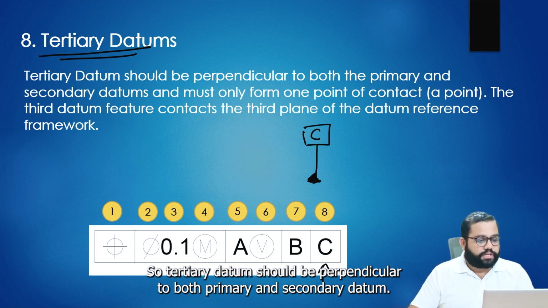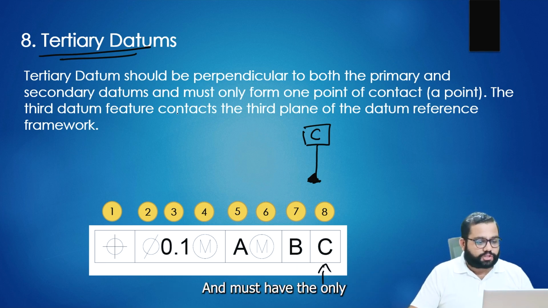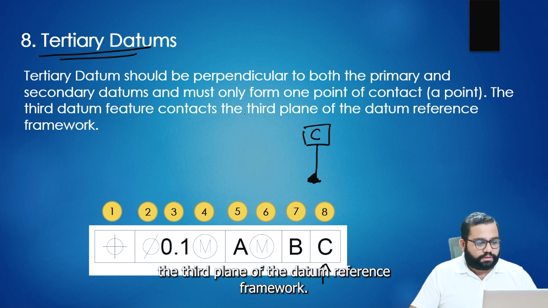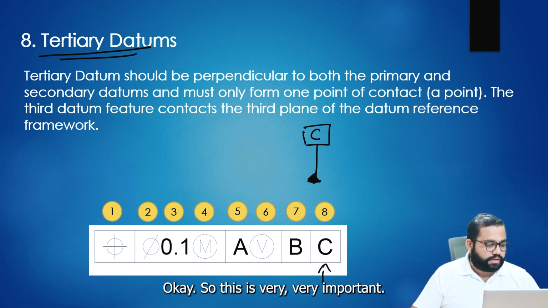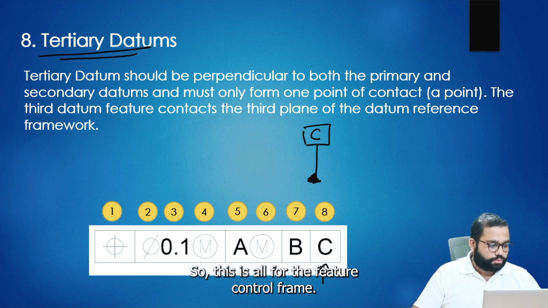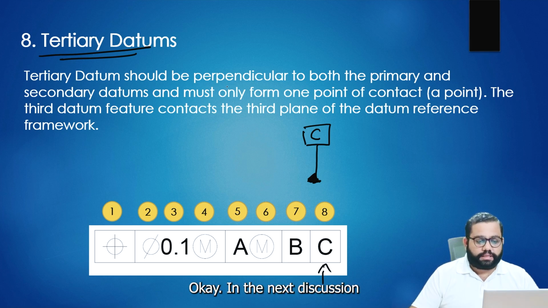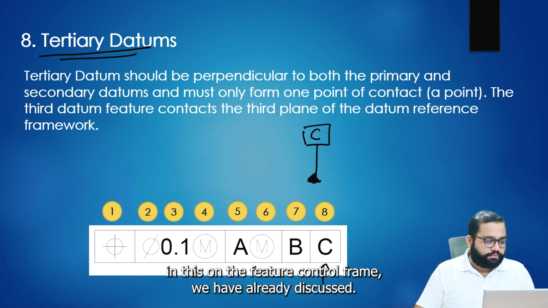So the tertiary datum should be perpendicular to both the primary and secondary datum, and must form only 1 point of contact. A datum feature contacts the third plane of the datum reference framework. This is very important. So this is all for the feature control frame, which we have already discussed.